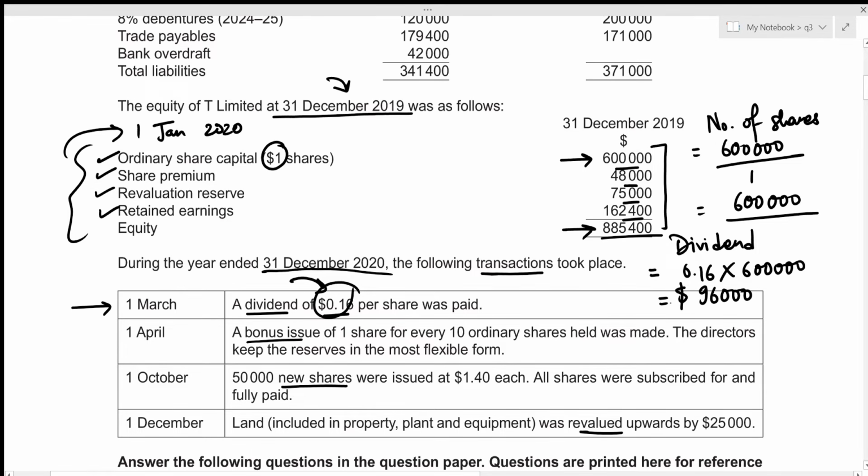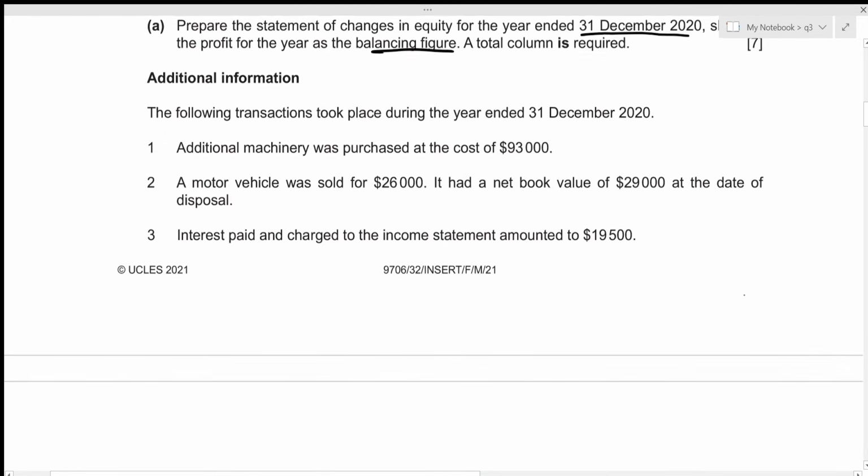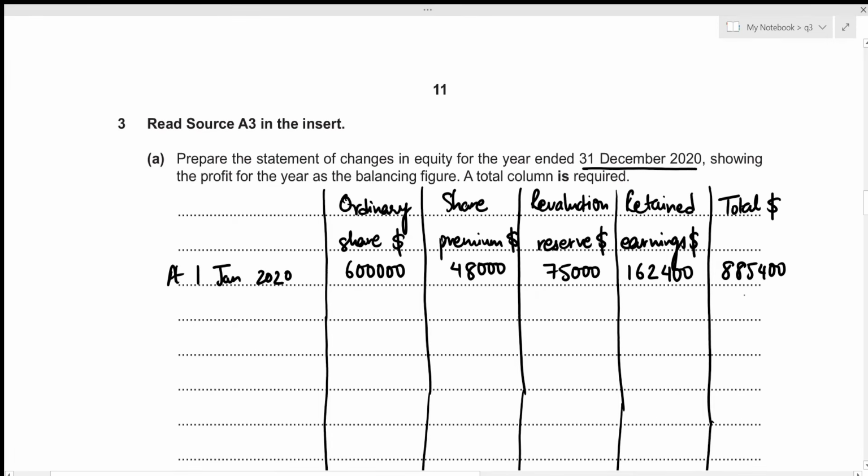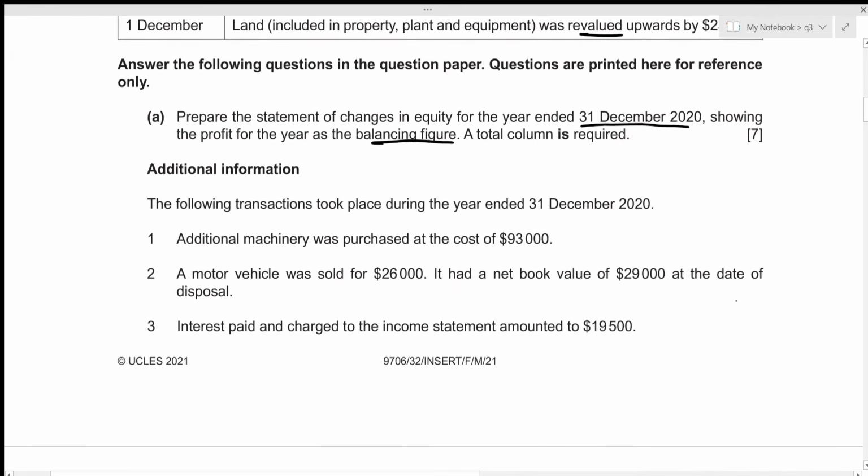All right, and remember that dividend is paid out of the profits earned, and profits earned are always added towards our retained earnings, which means that we need to subtract this value of 96,000 from the retained earnings column. Let's do that. So we have dividend paid, which amounted to 96,000. So we just need to subtract this from the retained earnings column, and dividend does not affect any other items. So the total is also going to be negative 96,000.